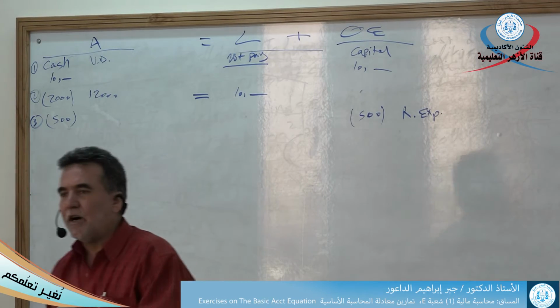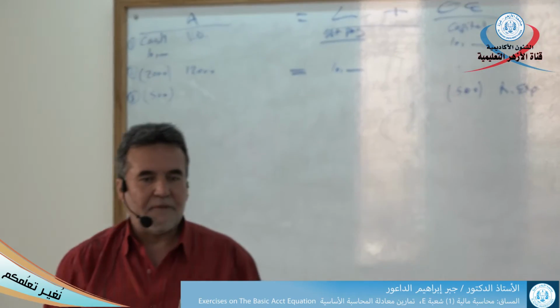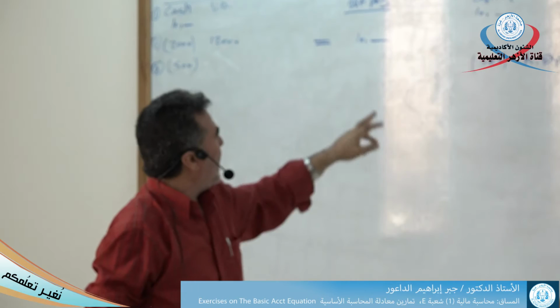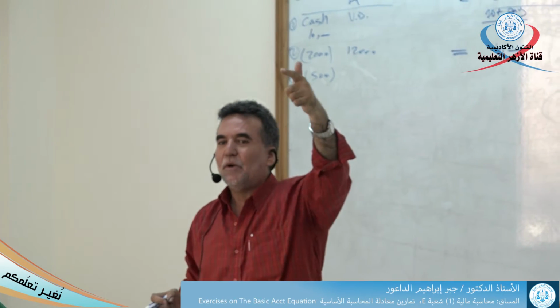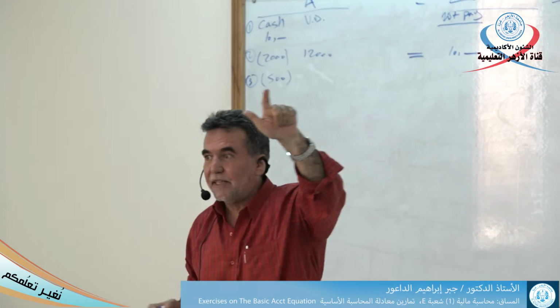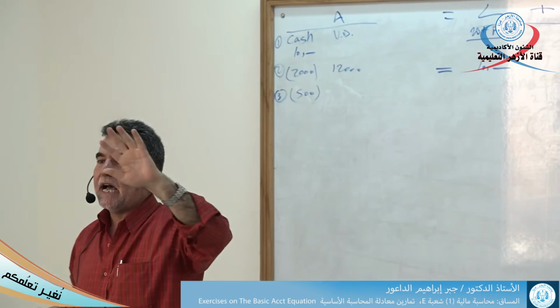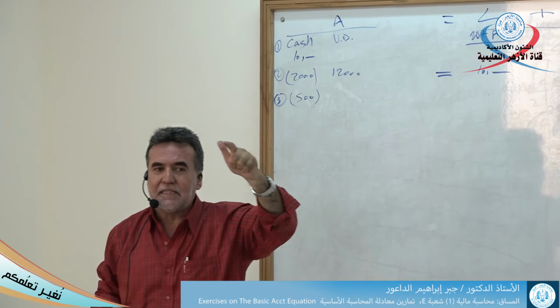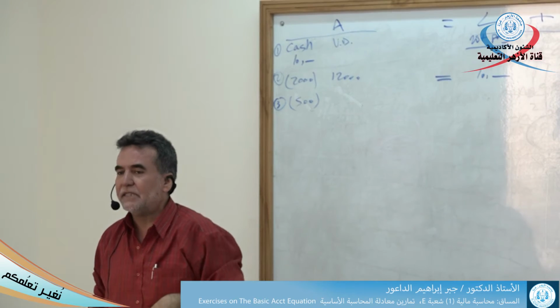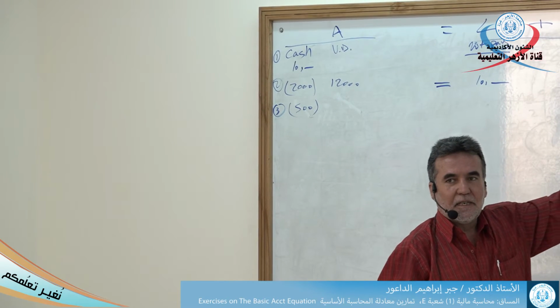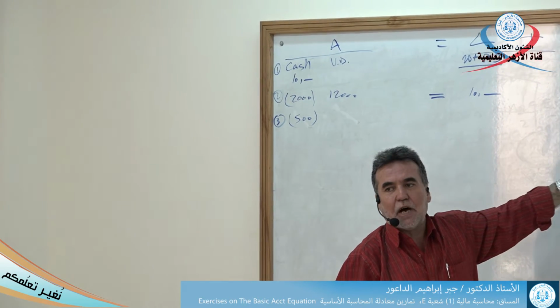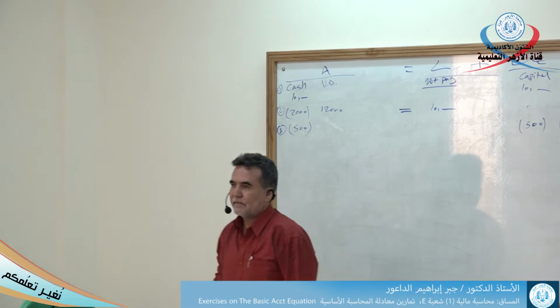I said before, for items affecting owner's equity, capital and revenue will increase the owner's equity, whereas drawing and expenses will decrease the owner's equity. So 500 rent expense will decrease the owner's equity. Okay.